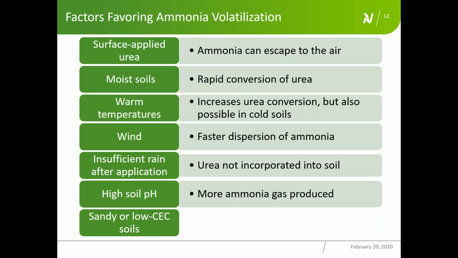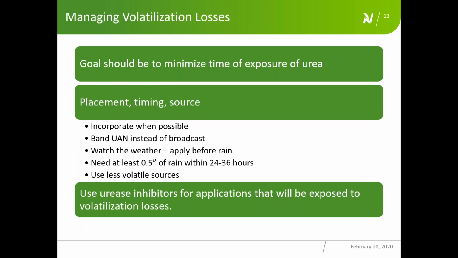Sandy soils have less capacity to absorb the ammonium, and therefore less of it is trapped and there is more potential for ammonia to be lost into the air. So these are some of the factors. There are obviously others. As you can see, it can be somewhat complex, but the key to reducing volatilization is to get urea into the soil rather than leaving it on the surface. So again, our goal here would be to manage the time of exposure of urea.